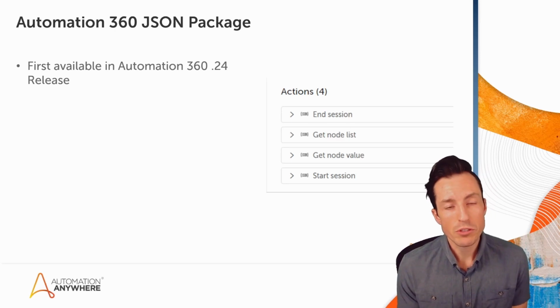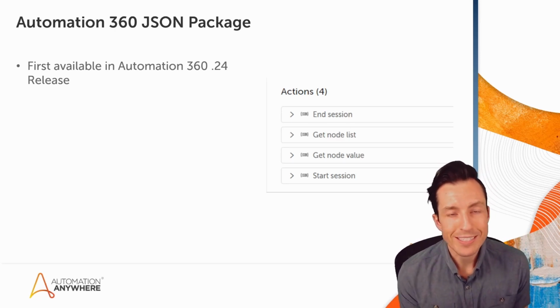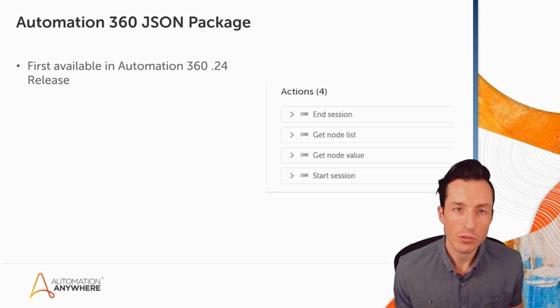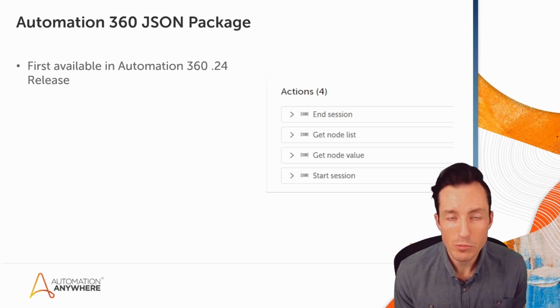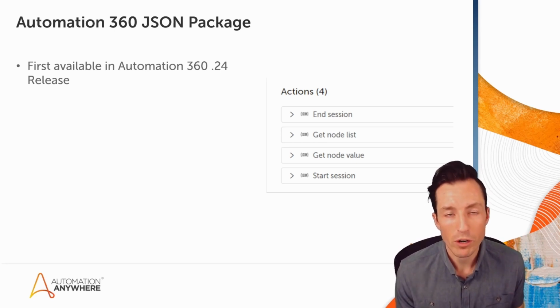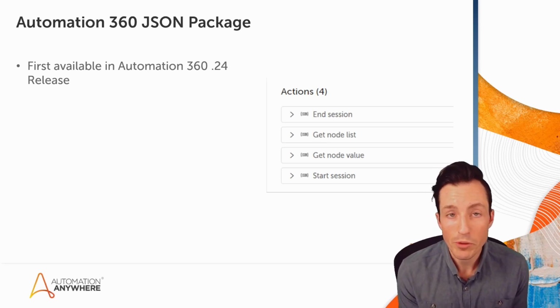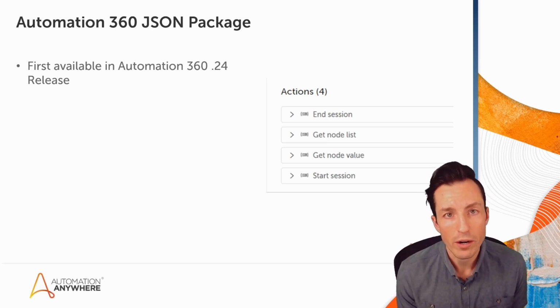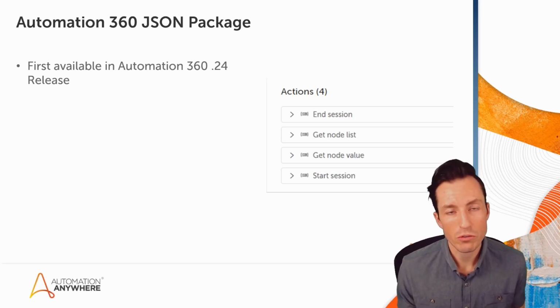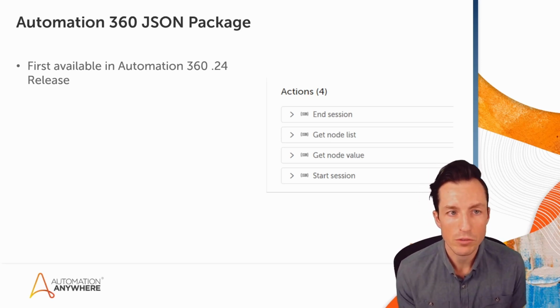So this was first available in the Automation 360.24 release, so you're able to use that if you're an on-prem customer and you've downloaded .24 or above. You'll have access to this package. If you're using Automation Anywhere Community Edition or Automation Anywhere Cloud customer, then your control room has already been updated to include this new package.